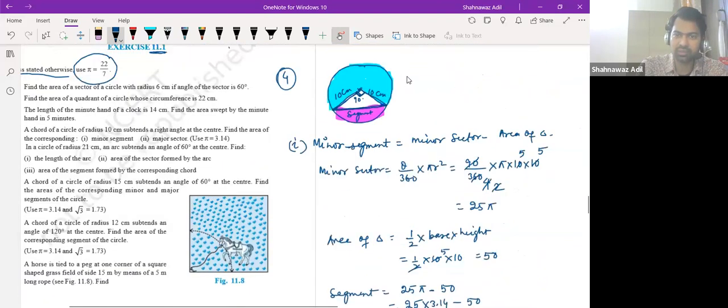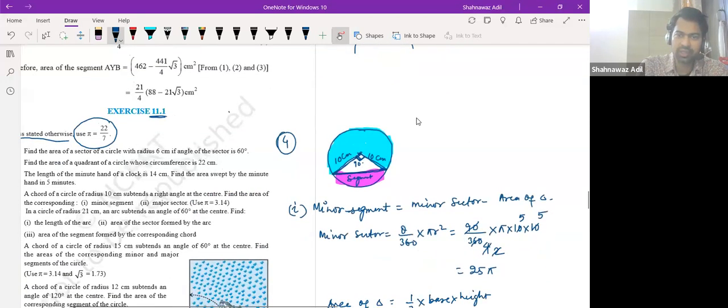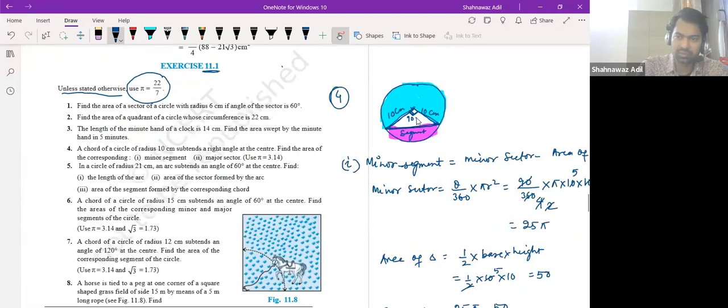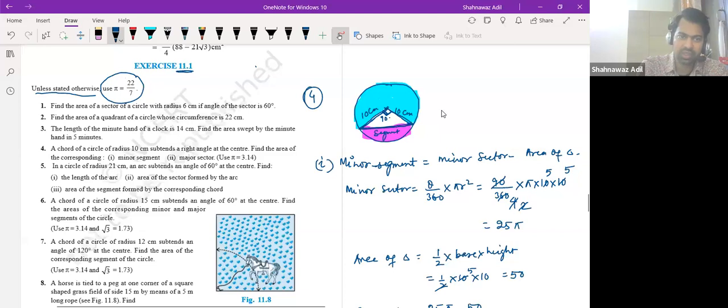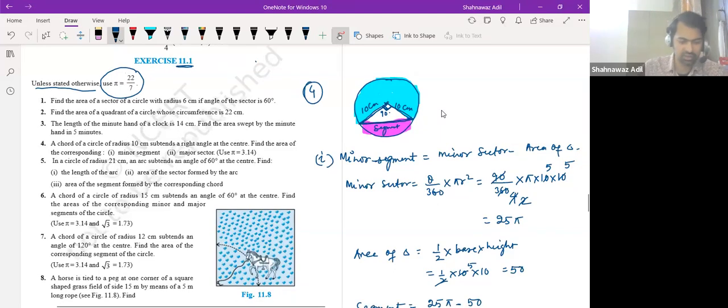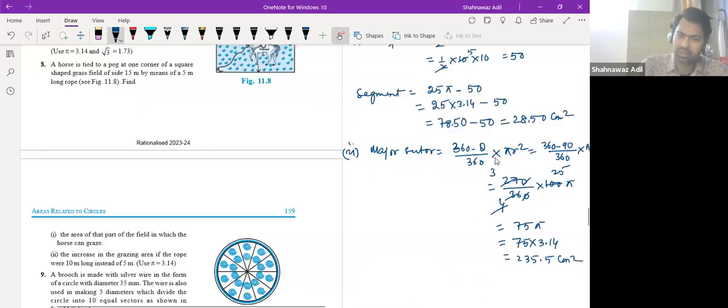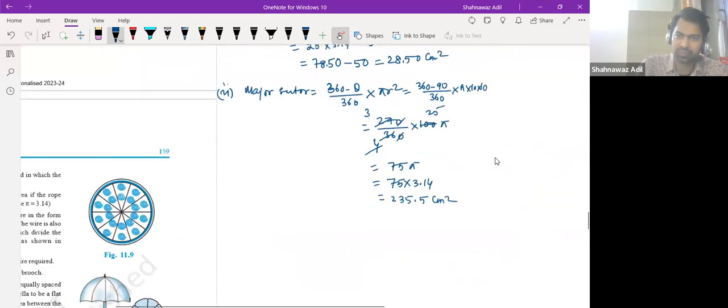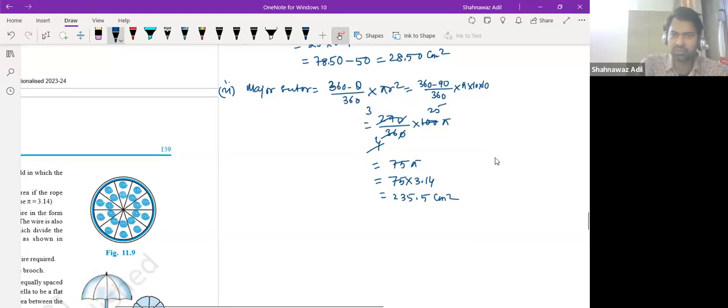Any doubt in this problem? Everyone, any doubt? Yes, sir, can you show the last part? Which part? This one. Okay. Is there any mistake? No, I thought the pi value was wrong. No, it's not. Okay, thank you.